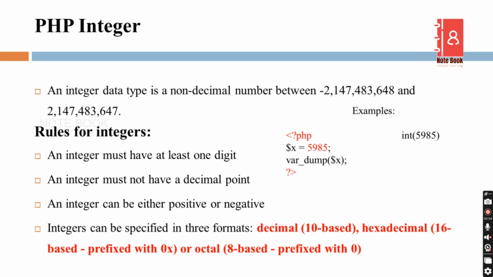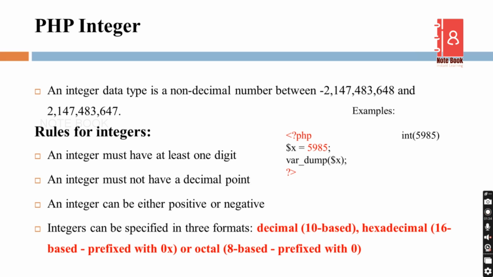The PHP integer. Integer data type is a normal decimal number between minus 2,147,483,648 and 2,147,483,647. So between this. And rules for integer will be: an integer must have at least one digit, and an integer must not have a decimal point. An integer can be either positive or negative and can be specified in three formats: decimal, hexadecimal, or octal.